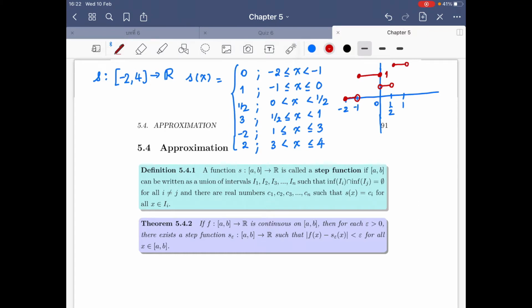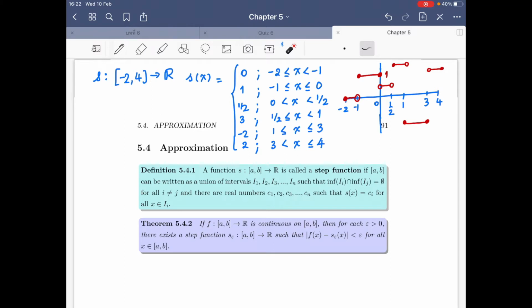And then from 1 to 3, it takes the value of -2, so it goes down over here. And then from 3 to 4, it takes the value of 2, so it comes somewhere between the 1 and the 3 right here. So roughly speaking, each piece of this function is a constant.